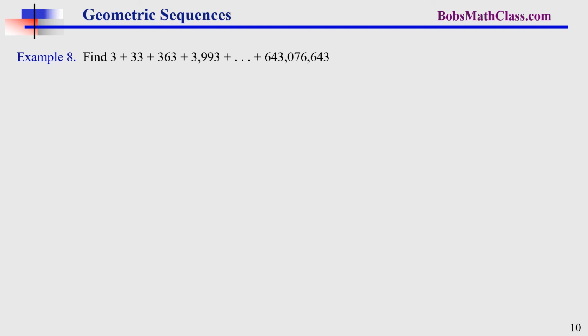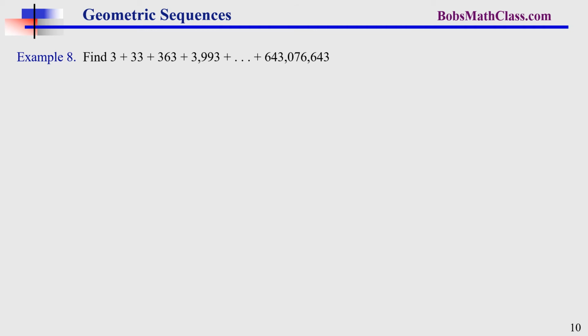But in arithmetic sequences, we were looking for a common difference. We were looking for what number do you add to each term to get to the next term. And so you could see this is not arithmetic, because to get from 3 to 33, we would add 30. And then to get from 33 to 363, we would have to add 330. So it's not arithmetic. It does not have a common difference.